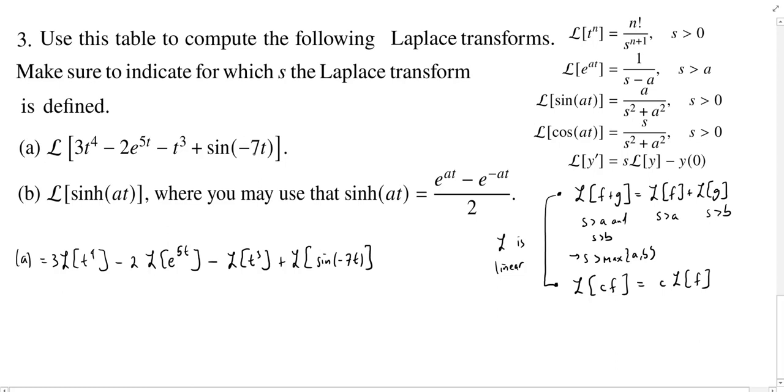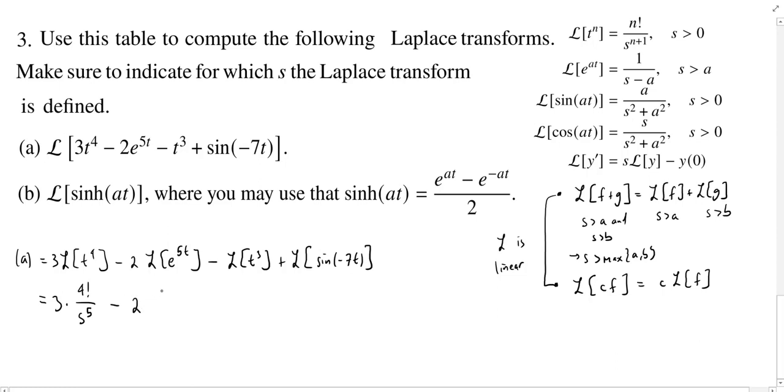Okay, notice that I'm not pulling a negative 7 out because it's trapped inside the sine, right? And that's not one of the properties of the sine function. You can't pull a negative 7 out of the sine function. All right, so now I can use the table, though, and I get 3 times, so I need the Laplace of t to the fourth. So I go up here to the top one, and I say, okay, if it's t to the fourth, it'll be 4 factorial over s to the 5th power.